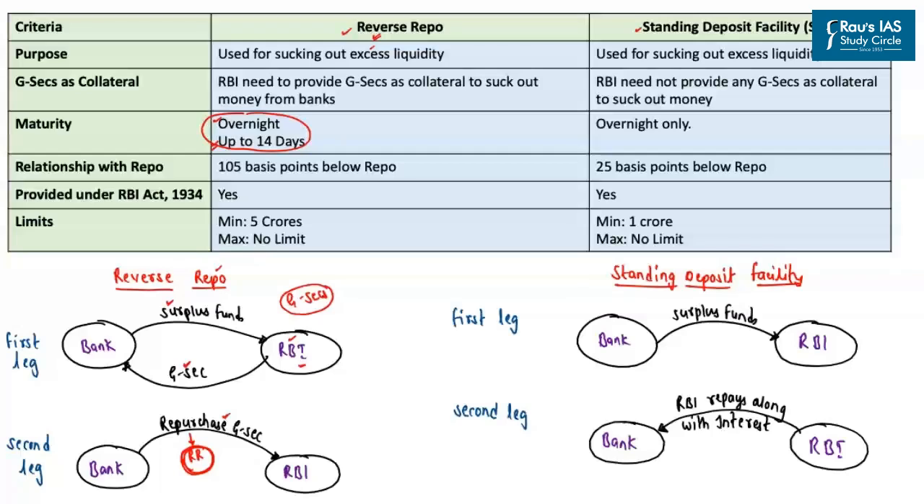Now, for example, just look at what happened during demonetization. During demonetization, the RBI had to suck out a huge amount of money from the economy, but the RBI did not have sufficient government securities. So in order to handle such circumstances, the Urjit Patel committee recommended the introduction of the standing deposit facility. This standing deposit facility has been introduced through an amendment to the RBI Act 1934.